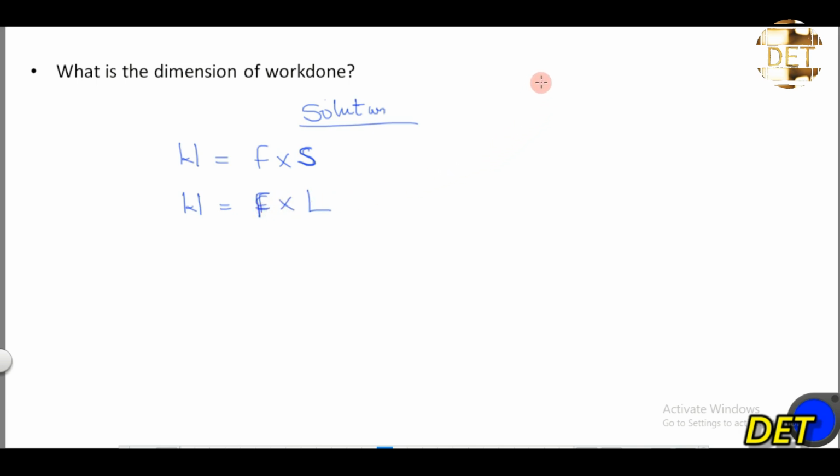Force is a derived quantity. For that reason, I would want to look for the formula for force, or the dimension for force rather. So force is equal to mass times acceleration. Mass is a fundamental quantity, right? Acceleration is a derived quantity. So I would want to look for the dimension of acceleration. Acceleration is equal to what? Velocity over time.